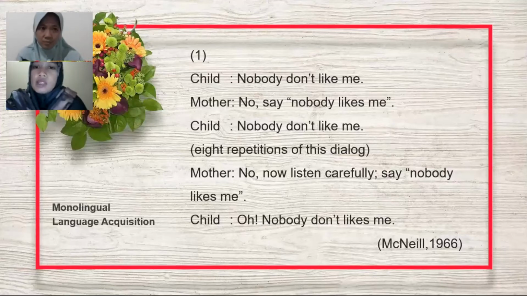According to McNeill in 1966, from this example, children acquire a given structure when they are developmentally ready to and not before, and they do so on the basis of hearing and processing the utterances that occur around them, not by having their errors corrected.